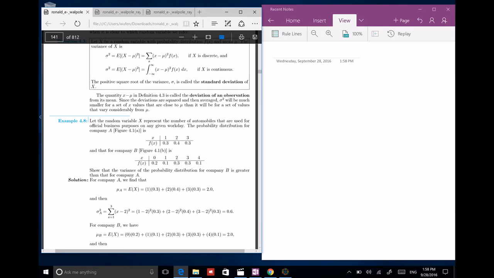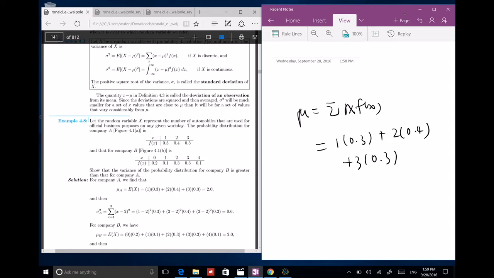There's an example here, which is a pretty simple example. X is given, f(x) is given. What you need to do is just plug all the numbers in. First, find the mu value. Mu equals the sum of x times f(x). Basically, 1 times 0.3 plus 2 times 0.4 plus 3 times 0.3 equals 2.0. You find the mean value.